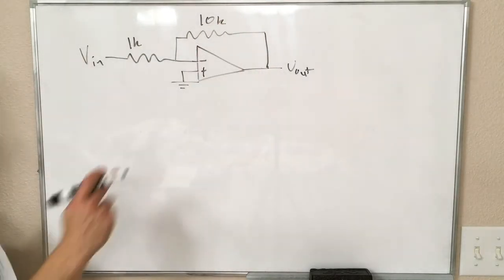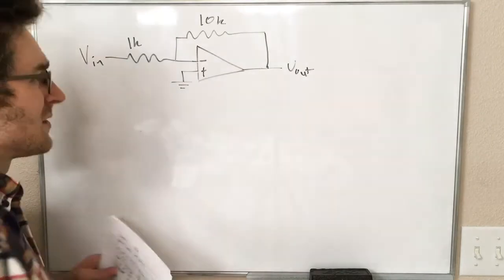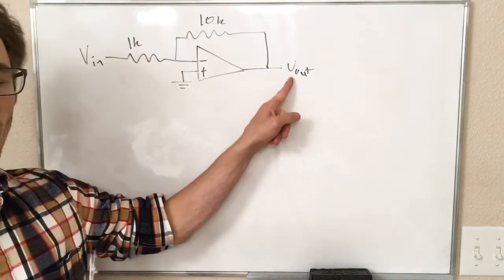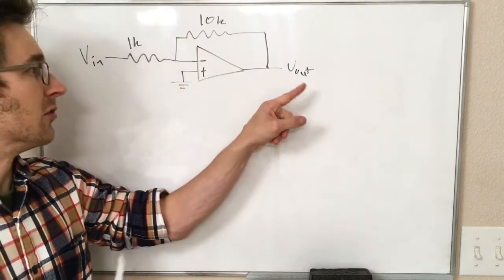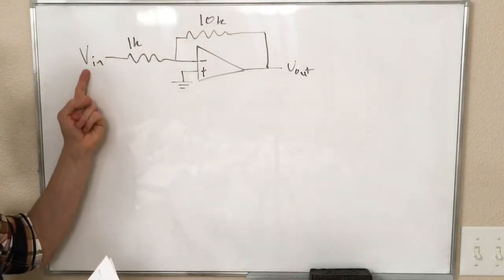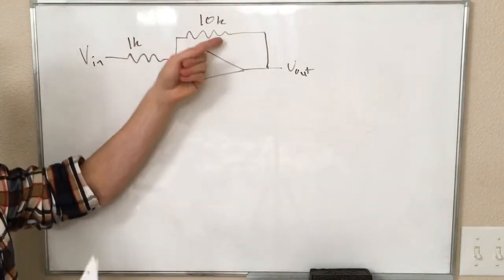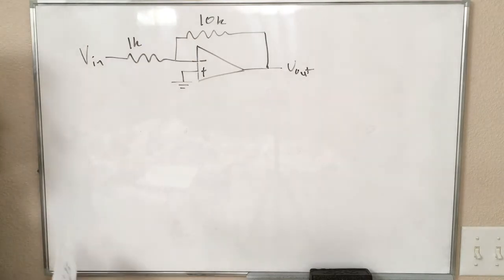And now let's do a little analysis. What we would like ultimately is what V out is in terms of what's going on over here. So that's going to be our input voltage and potentially these two resistor values.